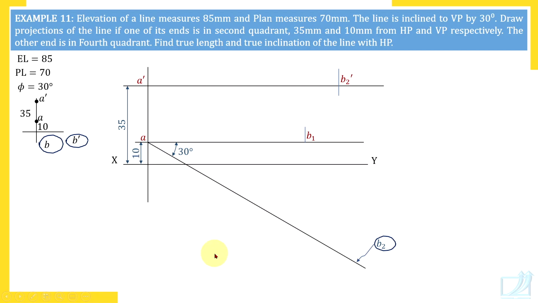Have you brought all measurements on paper? Yes. 10 and 35 here, this phi angle 30 degrees here, and then EL 85 we have measured here and PL 70 we have measured here. When we have brought all 5 measurements on paper, what does that mean? Now by drawing horizontal vertical lines and using rotation of EL PL, we will be able to complete the drawing. So let's proceed. What is the procedure? Through labeled points, there must be horizontal vertical lines through A and through A dash.